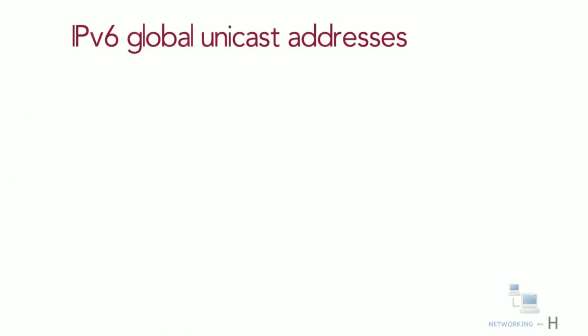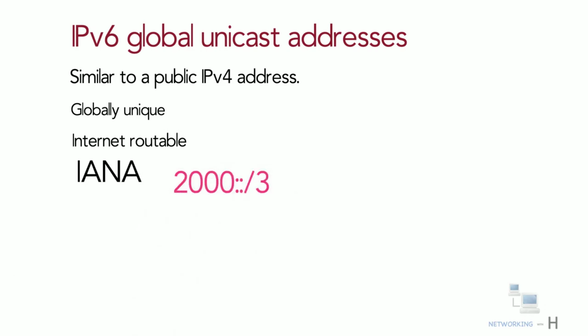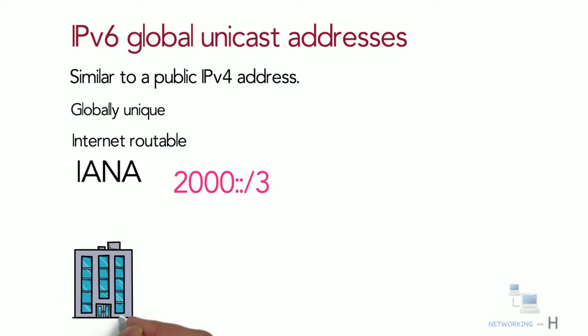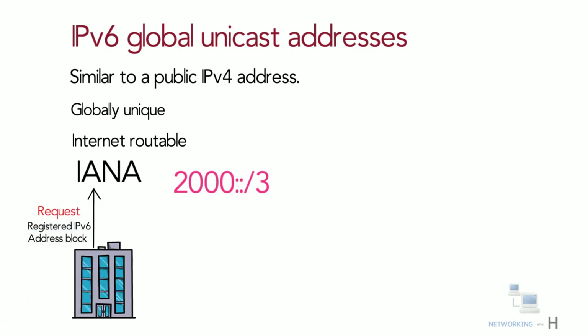IPv6 global unicast address is similar to a public IPv4 address. These are globally unique internet routable addresses. Currently, IANA has assigned only 2000::/3 addresses to the global pool. The organization that needs IPv6 address asks for the registered IPv6 address block, which is assigned as a global routing prefix. Both the IPv6 and IPv4 address assignment process rely on the same organizations: IANA along with ICANN, the Regional Internet Registry, RIR, and the ISPs.